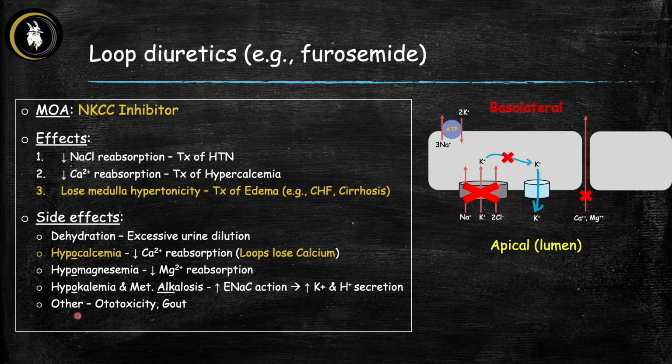And then a couple of other high-yield side effects that are associated with loop diuretics. They can cause ototoxicity, for example, ringing in the ears and problems hearing. They can actually damage transporters in the inner ear. This is actually a reversible side effect after you stop using these medications. And then the other important side effect with loop diuretics is that they can cause gout.